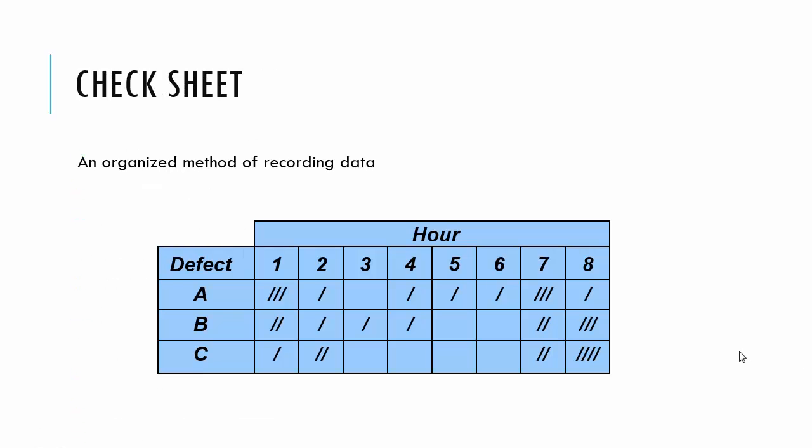So a check sheet is an organized method of recording data. In this example, we see that we are counting 3 different defects, generically named A, B, and C, really original of me, over an 8-hour window. Check sheets are supposed to be a tool to help generate ideas about where problems may exist. Looking at this one, can you come up with any ideas?